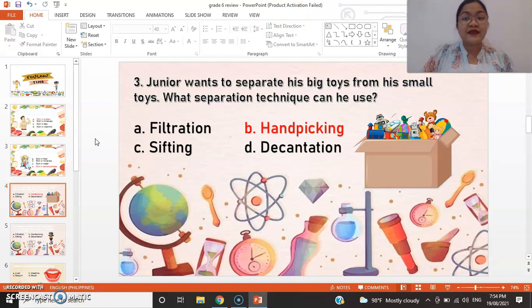Why hand picking? Because it has different sizes, and as you can see, the toys have different colors. Again, when we say hand picking, this is the separation of different substances with different sizes, different shapes, and different colors. Very good. Next, number 4.